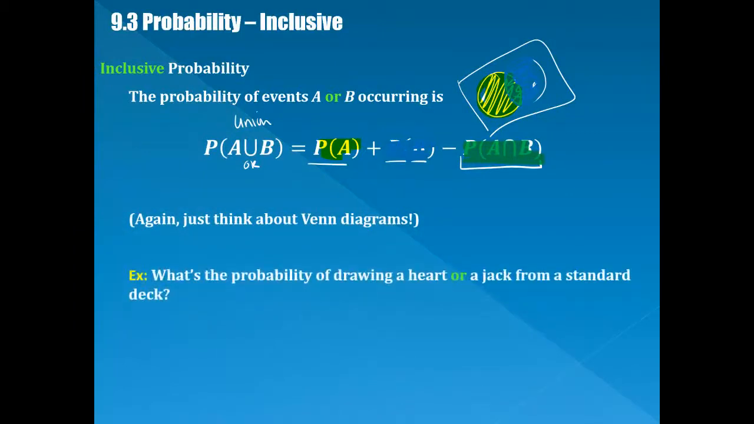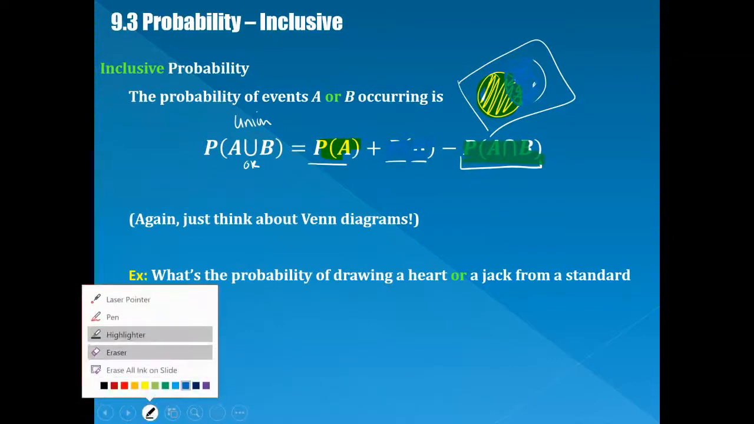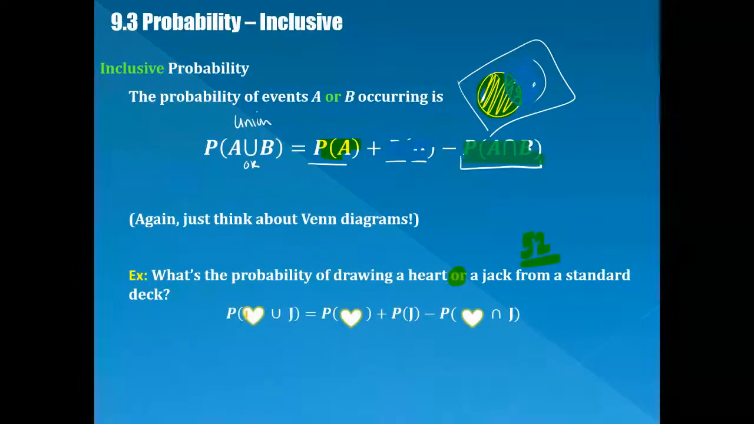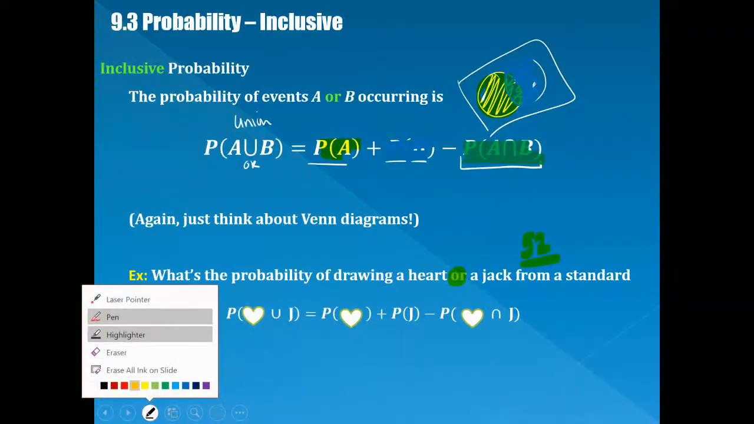Think of Venn diagrams. What is the probability of drawing a heart or a jack? So you look for keywords, out of a standard deck. That's 52 cards. The probability of getting a heart or a jack, one or the other, is the probability of getting a heart plus the probability of getting a jack minus the probability of getting a heart and a jack. So let's think through that.